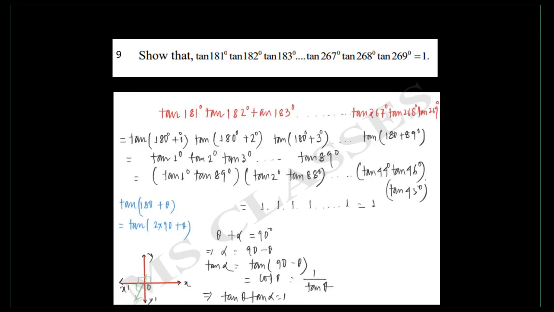Now whatever the number of terms you have here, ultimately it will be what? 1 only. Here in each of these cases, how many pairs have we made? Here we have 44, starting from 1, 2, 3 up to 44 brackets. All this will give us 1. So 44 times if you multiply 1, it is 1 only. Again another 1. So 45 times you're multiplying, you'll get 1 only.